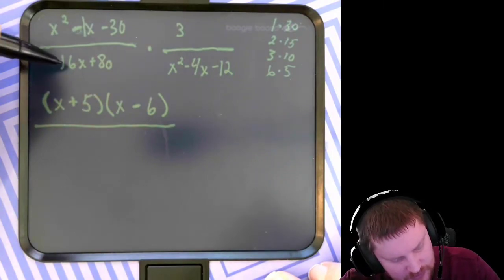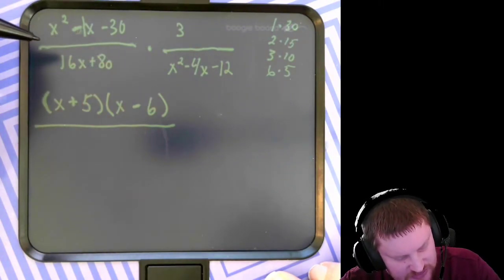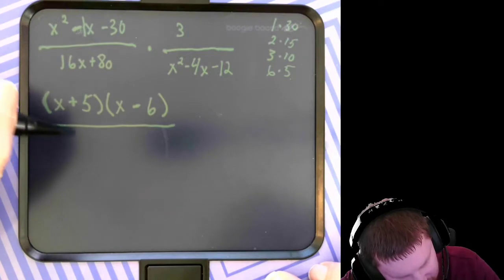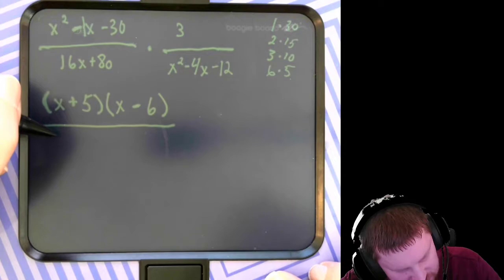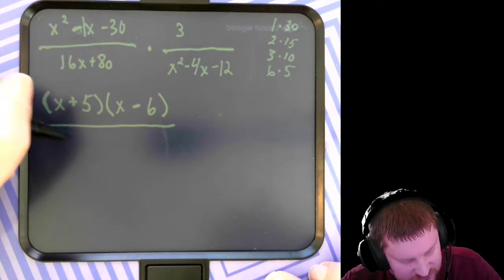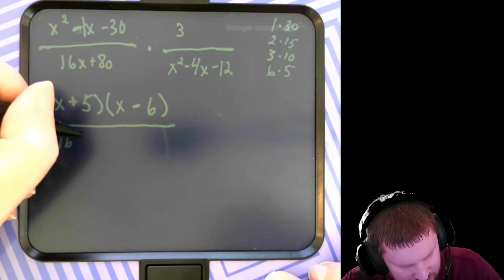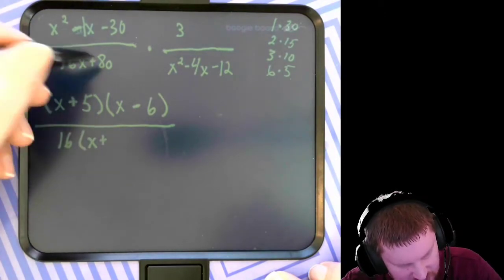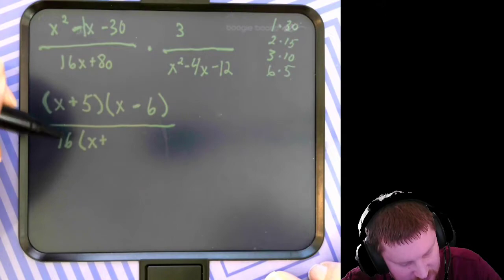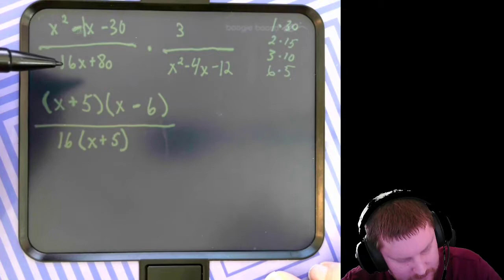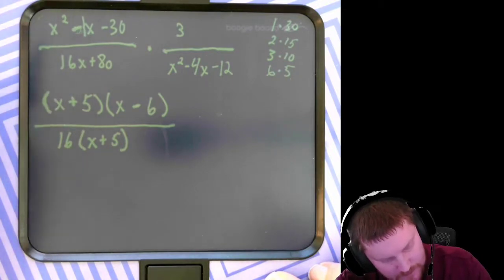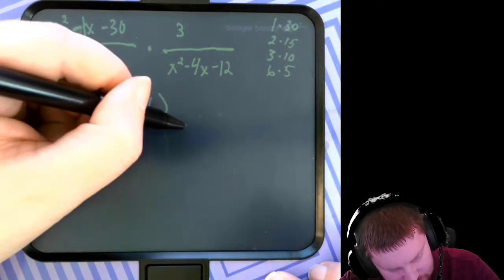divided by 16x and 80. Those definitely both share at least 8. So if I pull an 8 out, I'm left with 2x plus 10. So they're actually both factors of 16. So if I pull 16 out, that gives me x plus 5, since 80 divided by 16 is actually 5. Yes. All right. Now for the other side.